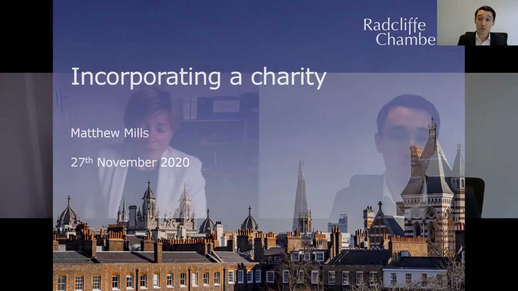So Matt will be speaking first, and he'll be speaking about the incorporation of charities. I will go second, and I will be discussing how we might go about challenging Commission decisions with a specific focus on judicial review.